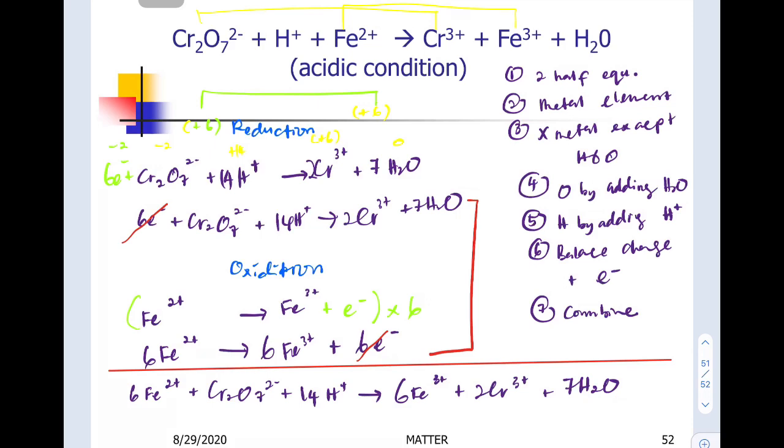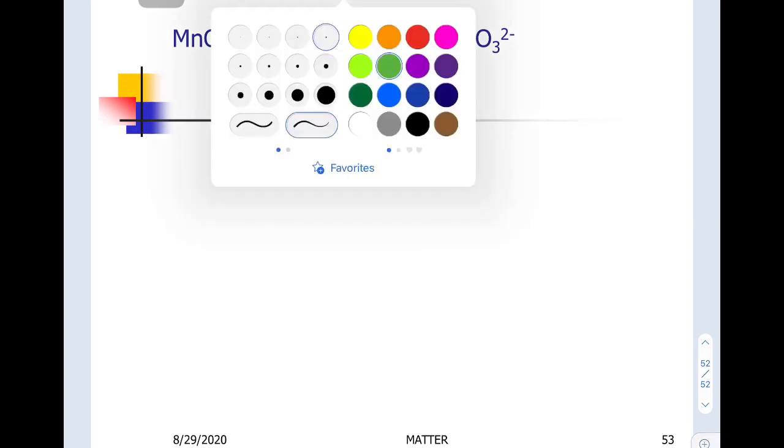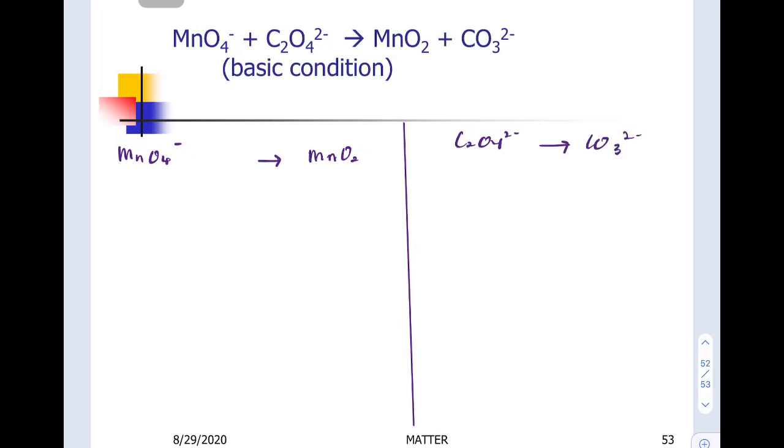So this is our balanced equation of this reaction. Then let's look at the second example in basic condition. The first step, as what we have done, is to write the half equations. So we will have MnO4 minus turns to MnO2. As for the second half equation, it will be C2O4 2 minus turns to CO3 2 minus.